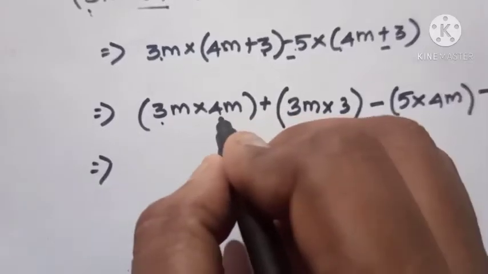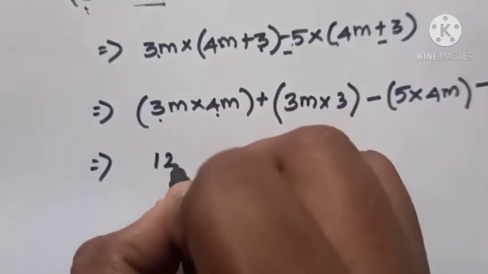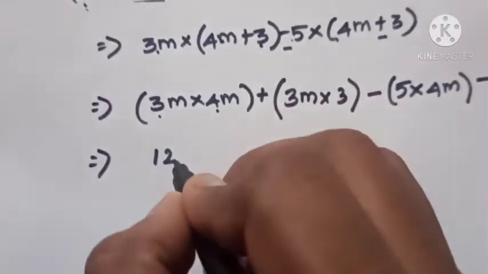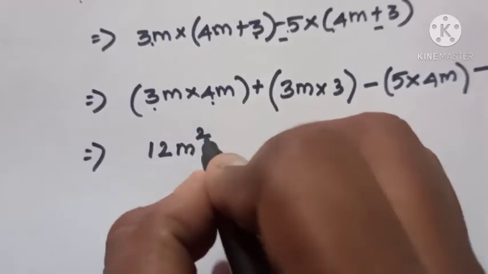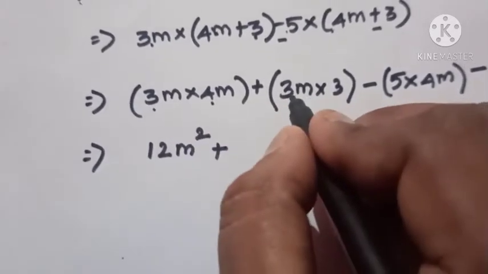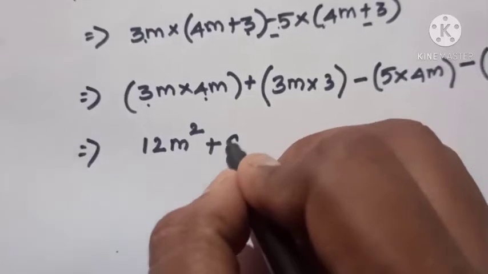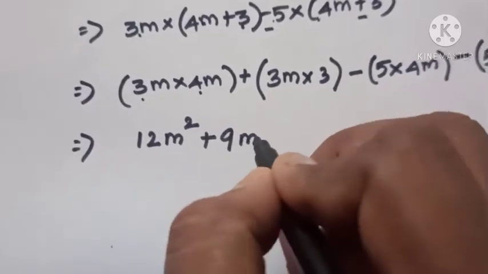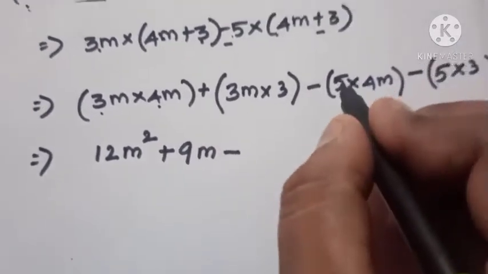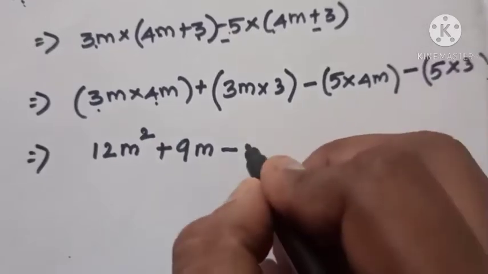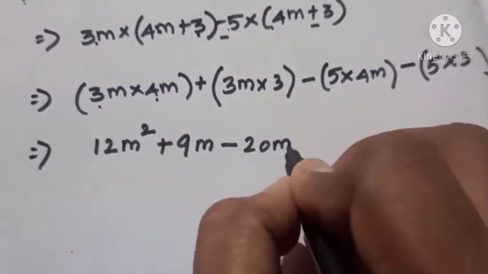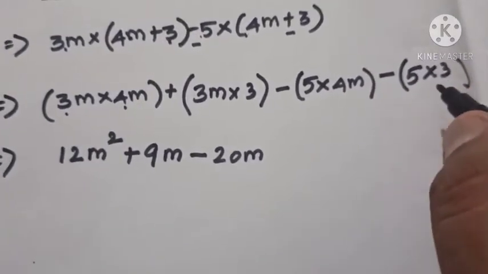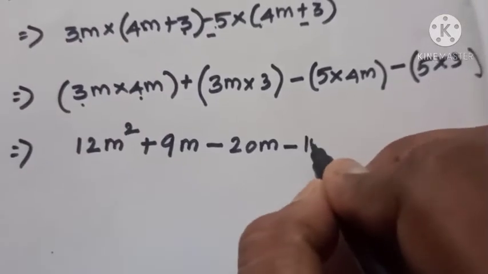Now as usual you need to multiply the numbers and also the variables. So 3 into 4 you get 12. Here m into m you get m power 2. Plus 3 into 3 you get 9, so 9m. Minus 5 fours are 20, so 20m. And here 5 threes are 15, minus 15.